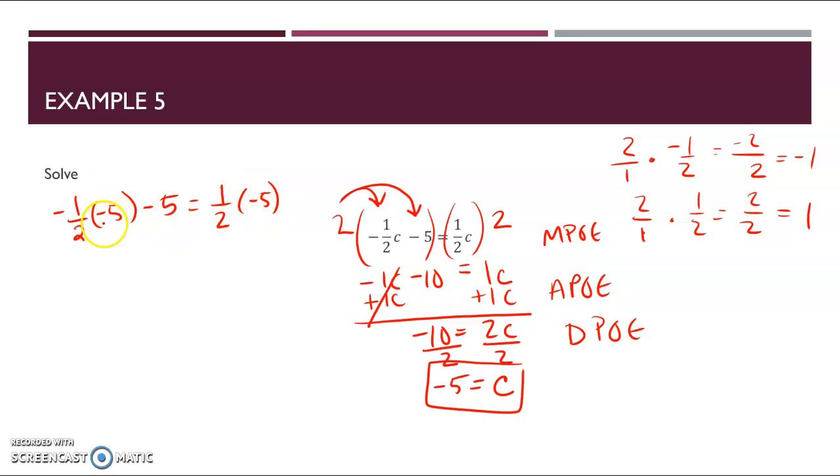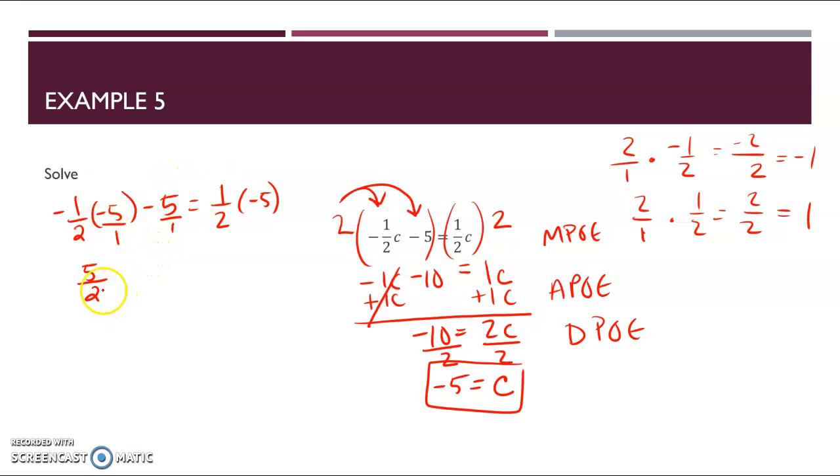All right, so when we multiply, we put this over 1. And then I'm going to think of this minus 5 as 5 over 1 also. So we're going to do a negative 1/2 times a negative 5. Negative negative makes it positive. 1 times 5 is 5. 2 times 1 is 2, because when we multiply fractions, we multiply straight across.